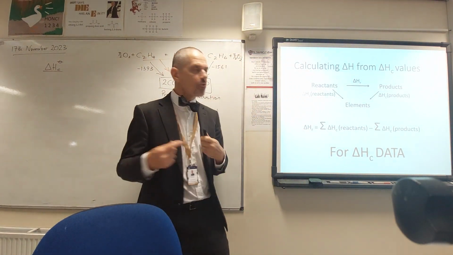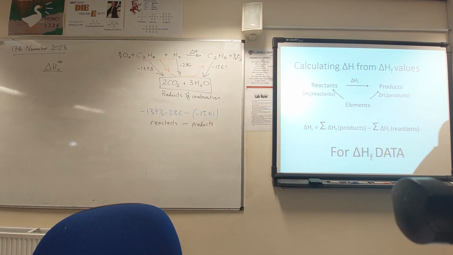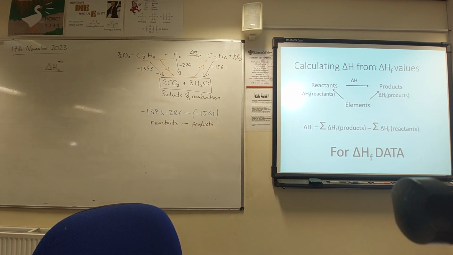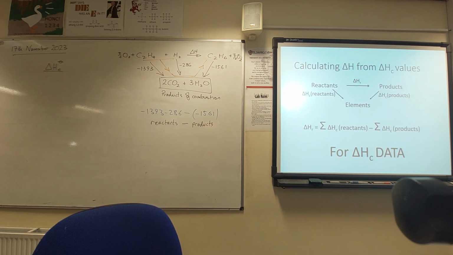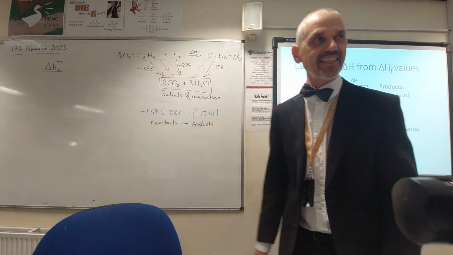The reason it goes wrong at this point is because of the difference. If it's combustion data, it's reactants minus products. And if it's formation data, it's products minus reactants. Which is a nightmare, isn't it? Because that means if you're using the formula, it's very easy to get it wrong.